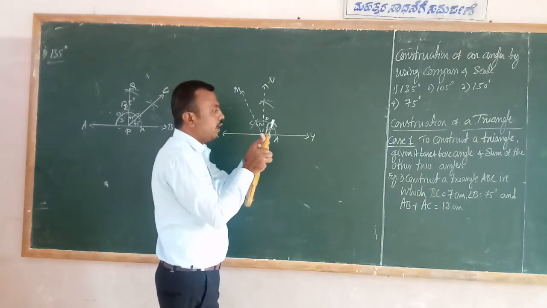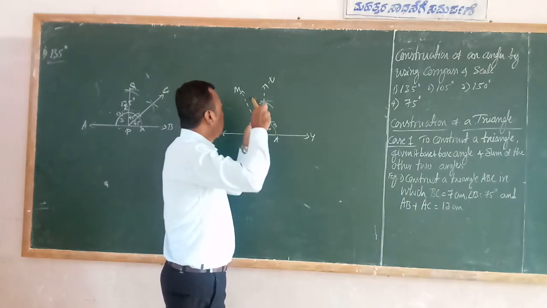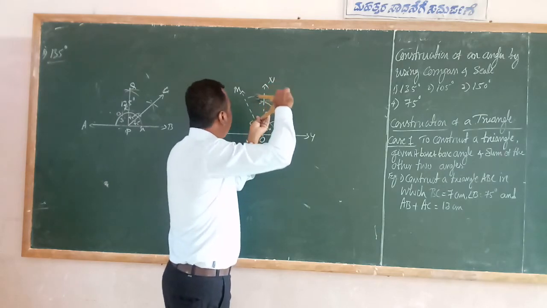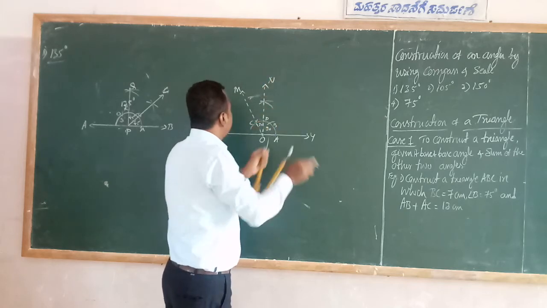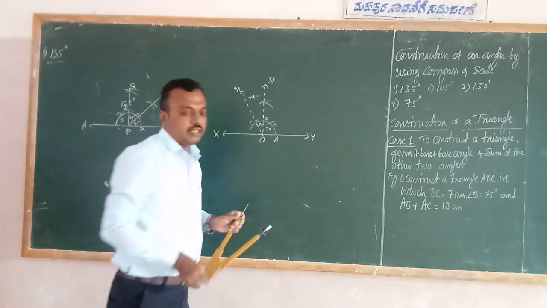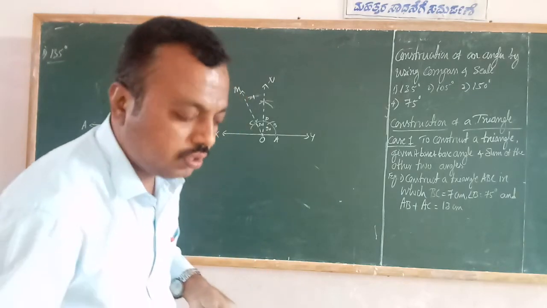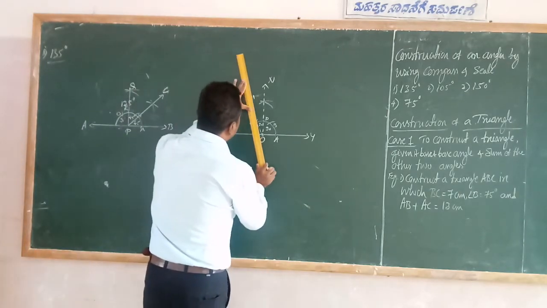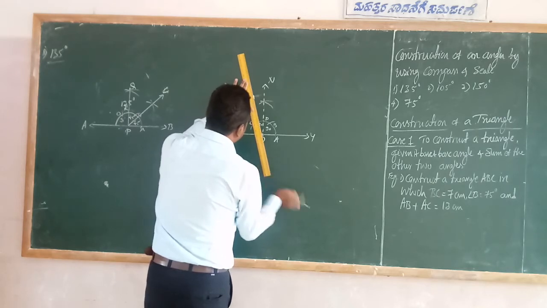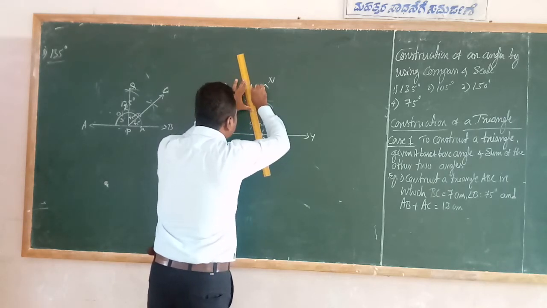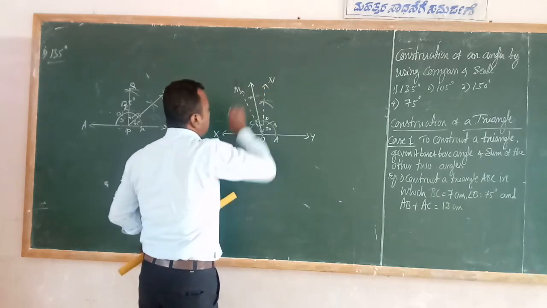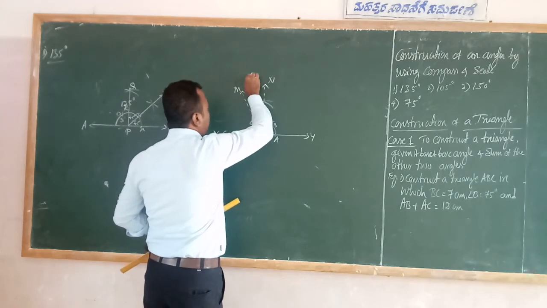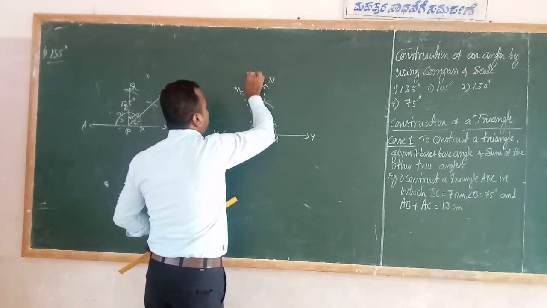Take any radius, keep on the point C and cut one arc, and keep on the point D and cut another arc. So these arcs intersect at this point. That point you have to join, joining in a full line form. This is K. We get K.